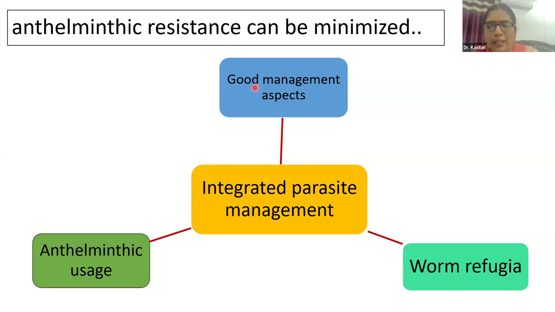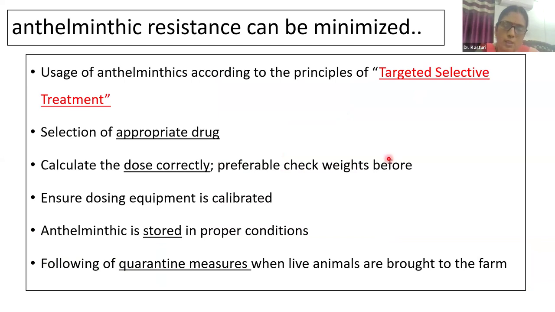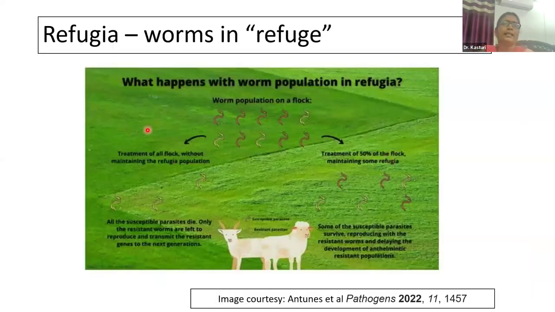Another important aspect is maintenance of worm refugium. What do you mean by worm refugium? Worm refugia are the worms in refuge. How can these worms help? Refugia worms are a particular worm population in a flock which is not exposed to the anti-helminthic drug. So refugia represents the worm population that is not exposed to the anti-helminthic treatment.